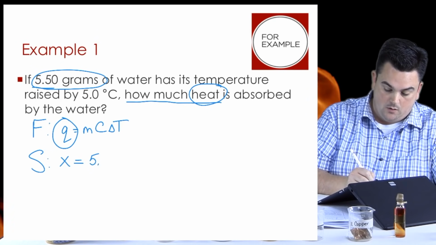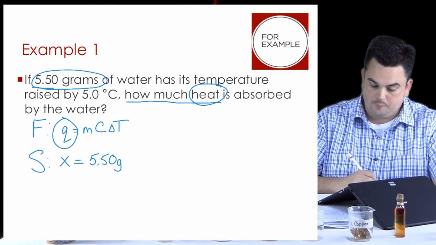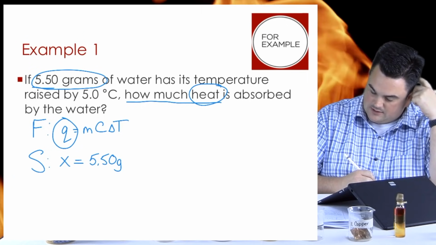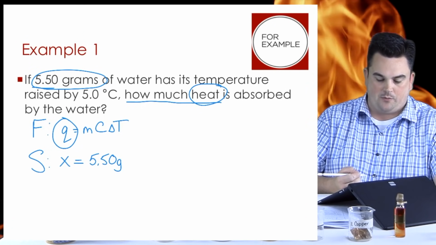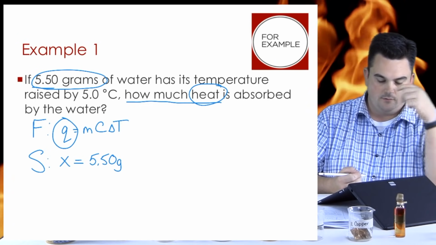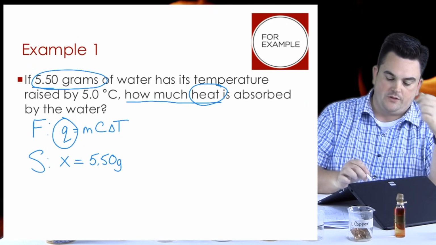So 5.50 grams. All right, now C. What is C? Well, it says on my reference tables that C is specific heat capacity, but I'm not seeing it in the problem. It's not listed in the problem, but there's another clue. What substance are we actually heating up? Oh, it's water.